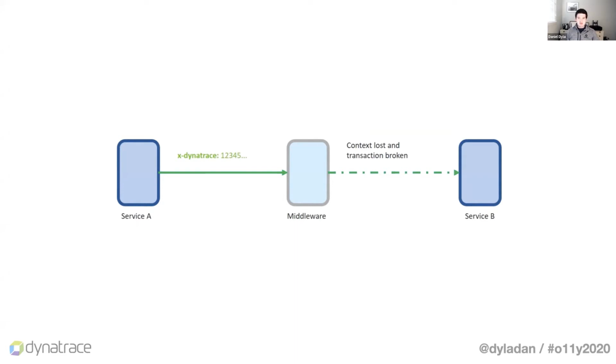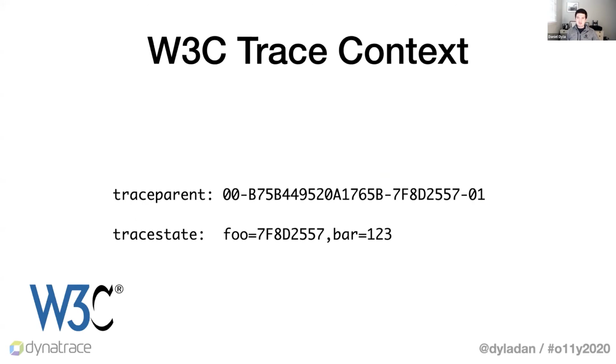This is the problem that W3C trace context is attempting to solve. W3C trace context is an open standard for propagating trace IDs and span IDs through a system so that traces can be stitched together properly. For now, we're just going to focus on the trace parent header at the top here. The trace state is typically vendor specific. But you can see the first part here is the trace ID, and the second part is the parent ID, or the span ID of the parent. They're represented as hexadecimal or hex strings here.